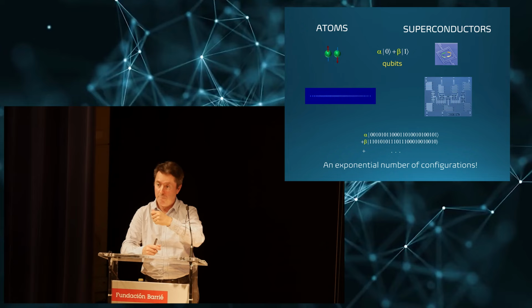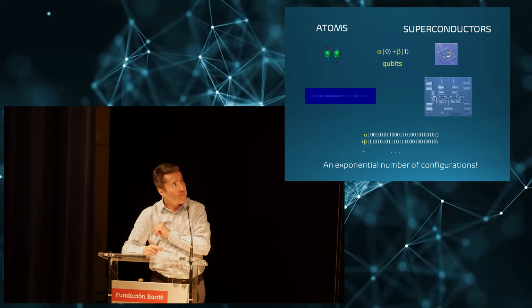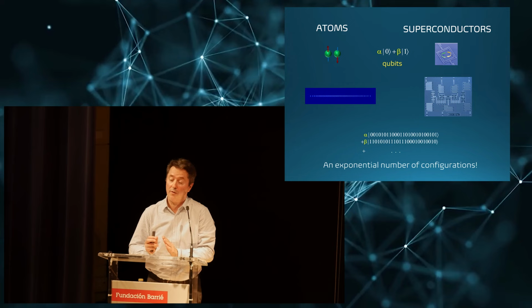And only when we observe it, only when we look and ask the question, is it up or down, is the property defined. The same thing happens with superconductors. You can have a very, very small superconductor obeying the rules of quantum physics in which the current can be clockwise or counterclockwise.